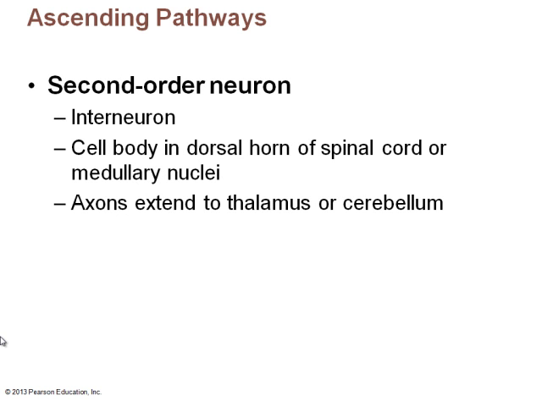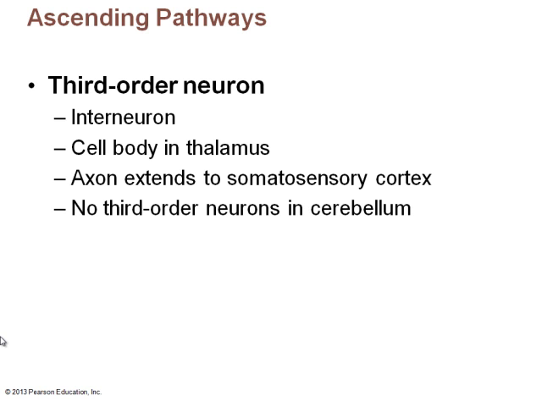Then the second order neuron, usually what we call an interneuron, is going to be associated with some sort of cell body in that dorsal horn of the spinal cord, processing the information, telling it where it needs to go, and axons extend to the thalamus or the cerebellum. That third order neuron, again, another interneuron in cell bodies in the thalamus region. So now we're up, we're past the spinal cord, and we're hanging out in midbrain regions.